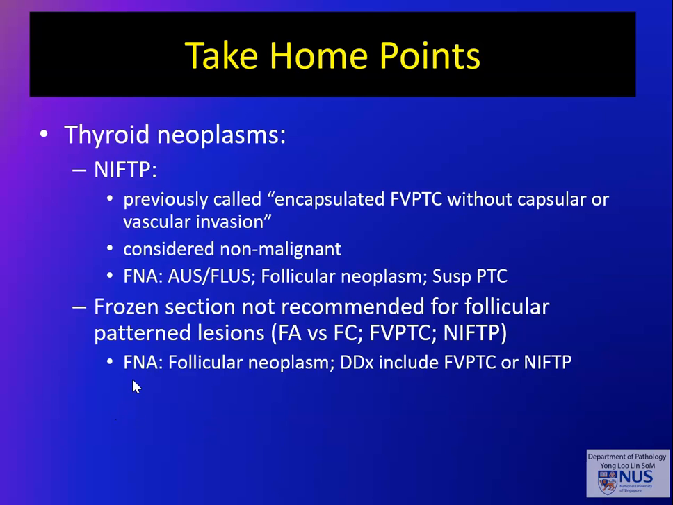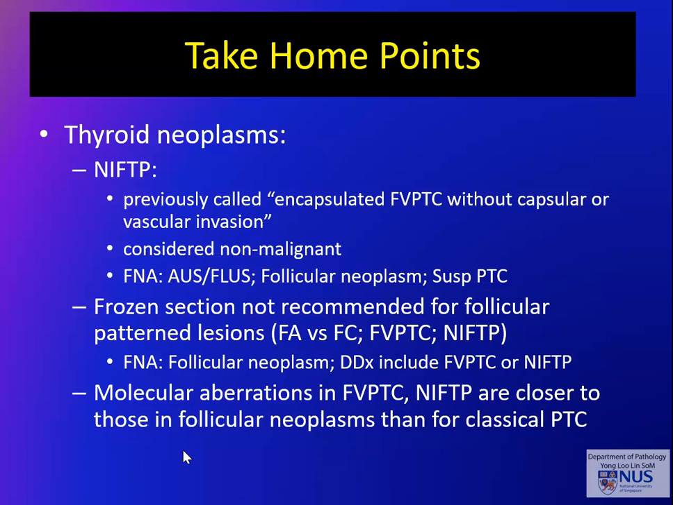And these are the FNA categories which would generally not benefit from frozen sections: follicular neoplasms, and any diagnosis which includes a differential of follicular variant PTC or NIFTP. And molecular aberrations in follicular variant PTC and NIFTP, even though they have nuclear features of PTC, are actually closer to follicular neoplasms like follicular carcinoma than to classical PTC.